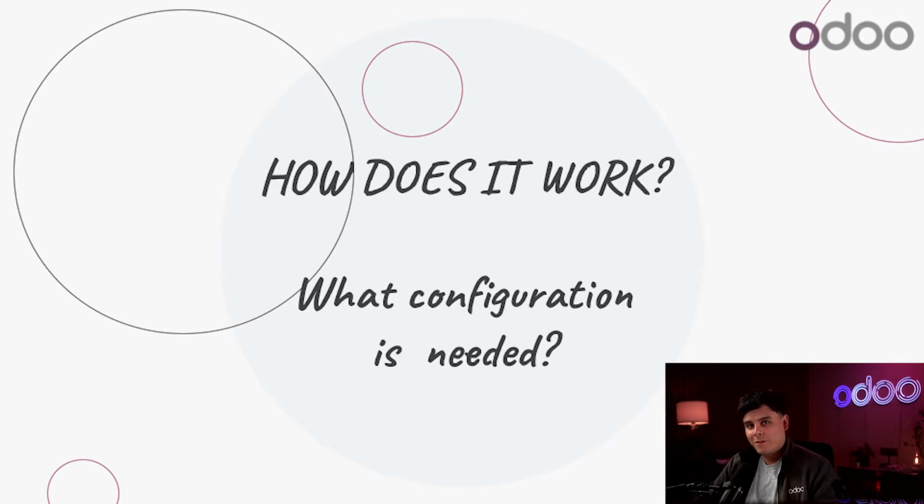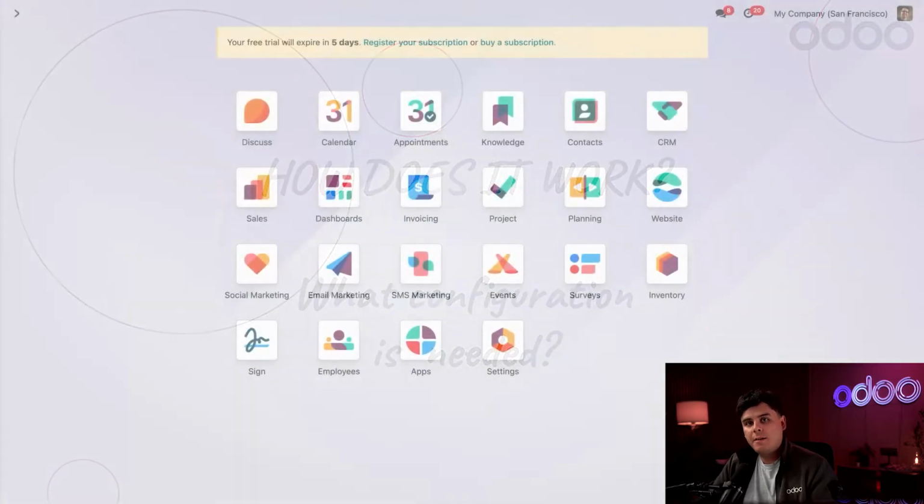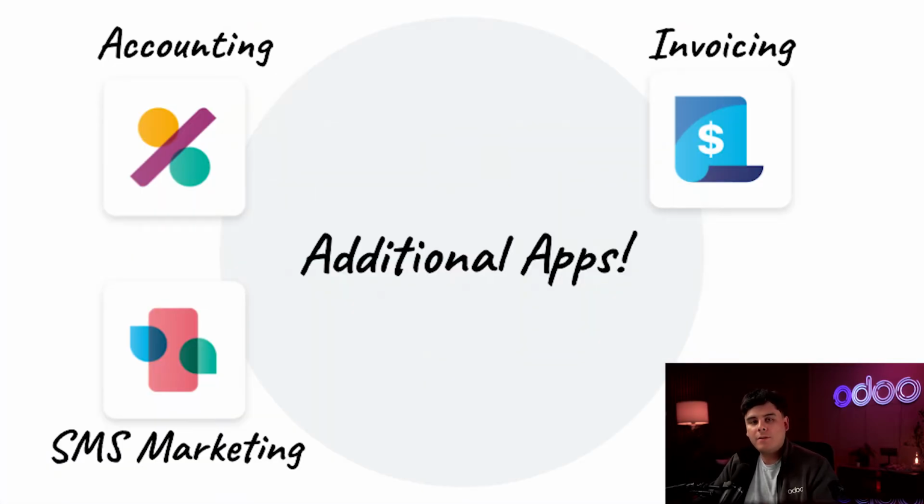So configuration, what do we need to make all of this happen? Great question. I'm going to walk you through all of it. Now, in addition to the apps we've been using, make sure that you've got invoicing or accounting and e-commerce installed. These are essential for processing online payments for event tickets. If you plan to send SMS notifications, don't forget the SMS marketing application as well.